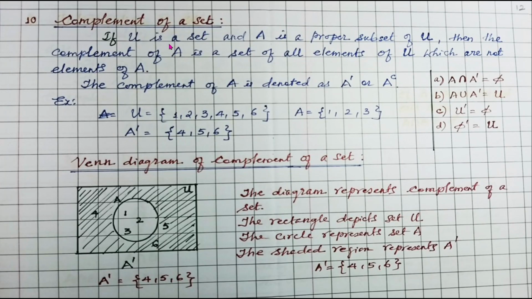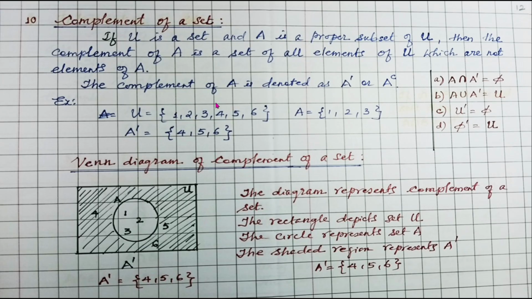Now complement of a set. If U is a set and A is a proper subset of U, please understand this very carefully. If U is a set, that is the universal set, and A is a proper subset of U, then the complement of A is the set of all elements of U which are not elements of A, and the complement of set A is represented as A dash or A raised to C.